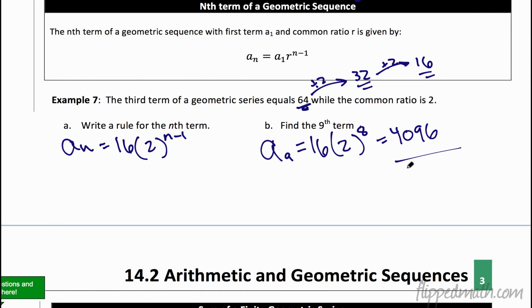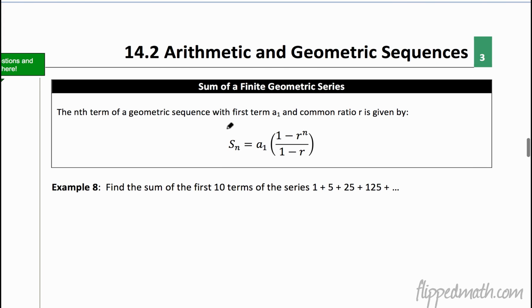That would equal 4,096. Easy enough. You just plug it in and you figure it out. Now we're going to get a little tricky. We want to find the sum of a finite geometric series. Finite means that it ends, because we will get to infinite eventually. But finite means you have so many terms and you want to add them all up, and it's geometric.